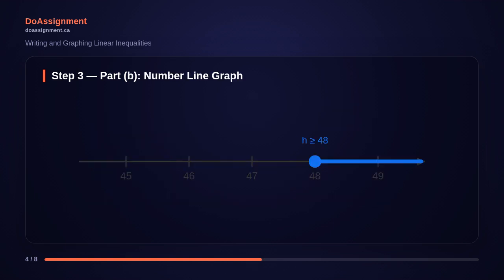Here is the number line graph for h is greater than or equal to 48. We place a closed, filled circle at 48 because 48 is included in the solution, and draw a shaded ray extending to the right, representing all heights of 48 inches and above. The value 47 is to the left of the circle and is not shaded, while values like 51 are to the right and are included in the solution.